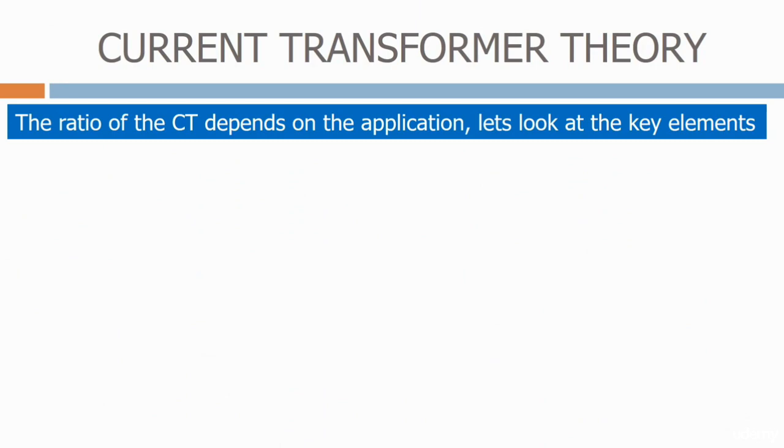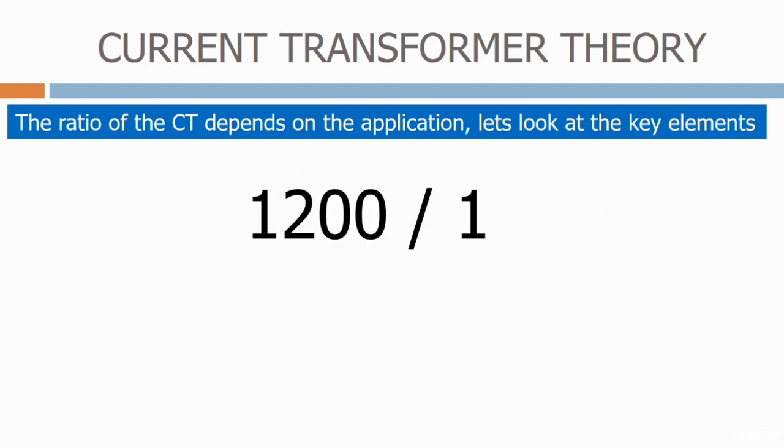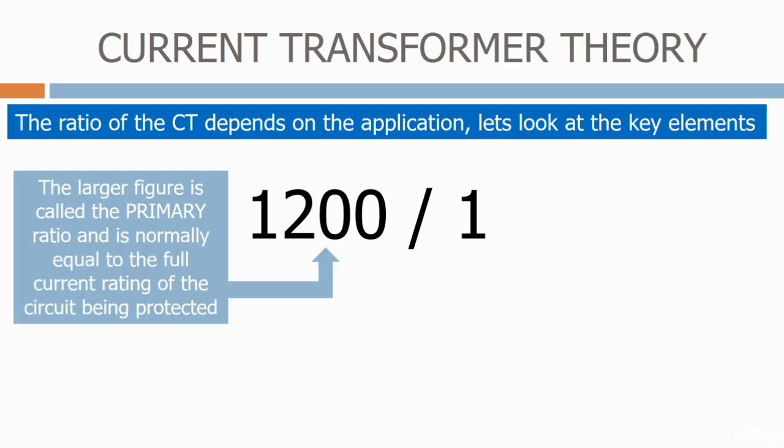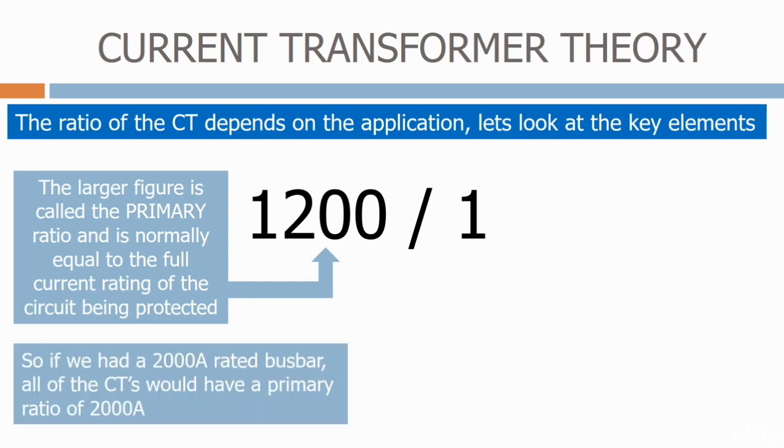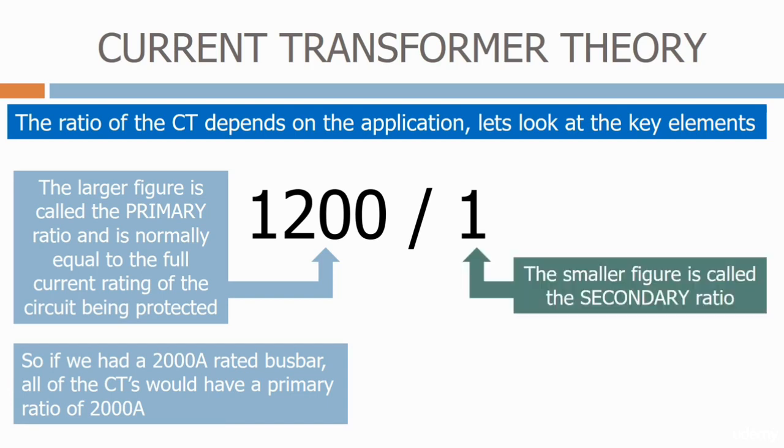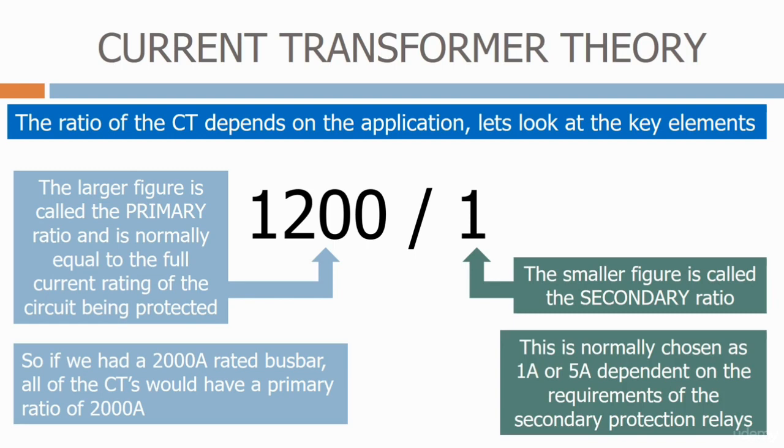The ratio of the CT depends on the application. Let's look at the key elements. Here we have a 1200 to 1 CT. The larger figure is called the primary ratio and is normally equal to the full current rating of the circuit being protected. So if we had a 2000 amp rated busbar, all of the CTs would have a primary ratio of 2000 amps. The smaller figure is called the secondary ratio. This is normally chosen as 1 amp or 5 amp, dependent on the requirements of the secondary protection relays.